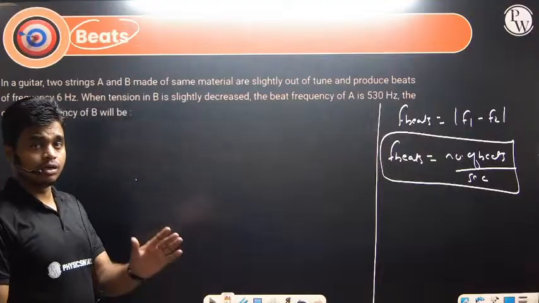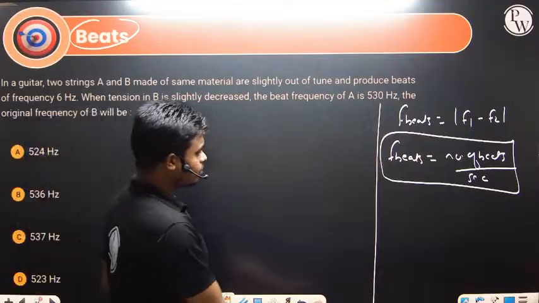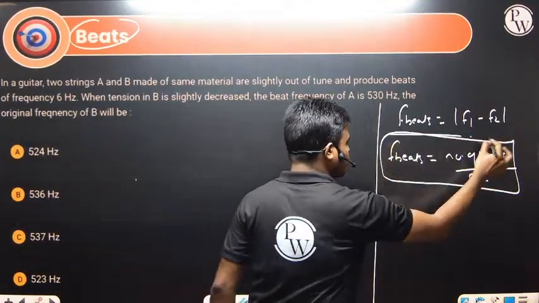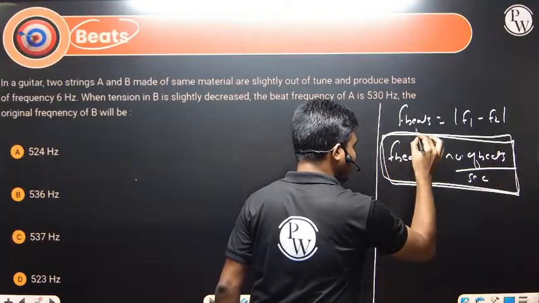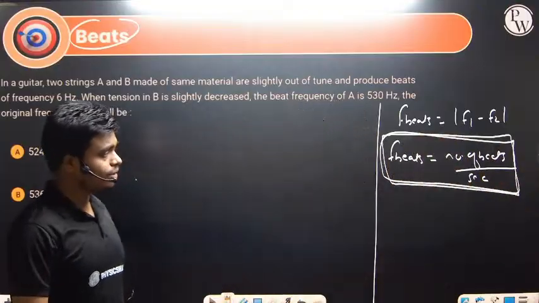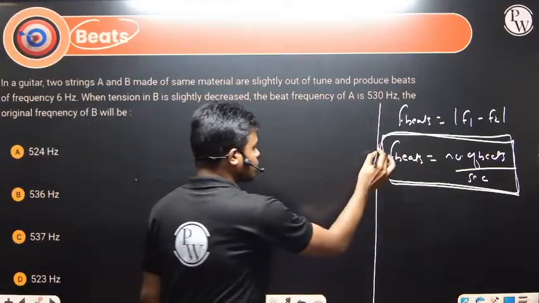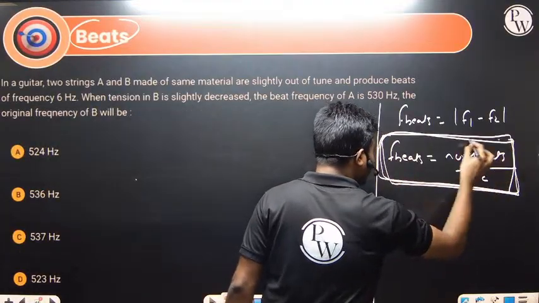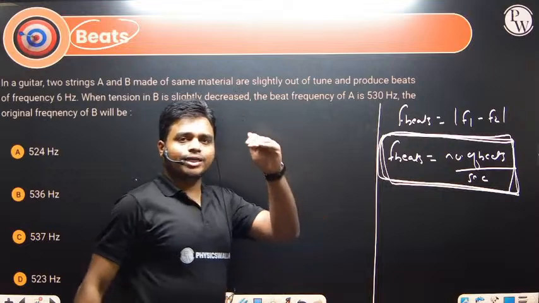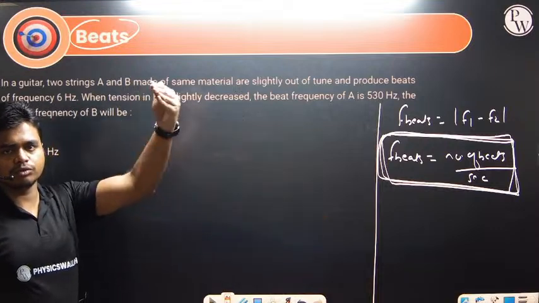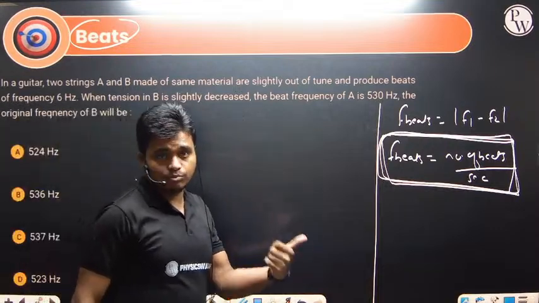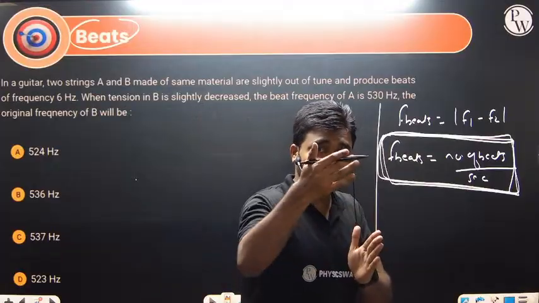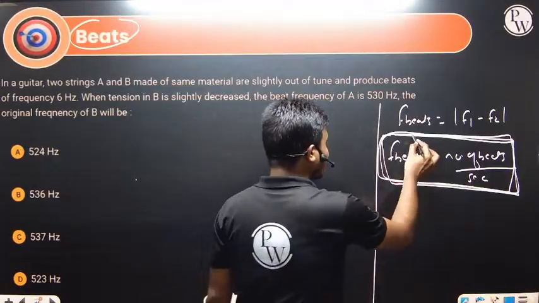So what are beats? For example, this is the superposition of two waves traveling in the same direction. This is what we define as beats, where sometimes the intensity of the sound is maximum and sometimes the intensity of the sound is minimum, just like the siren of an ambulance. So that is what we define as beats.